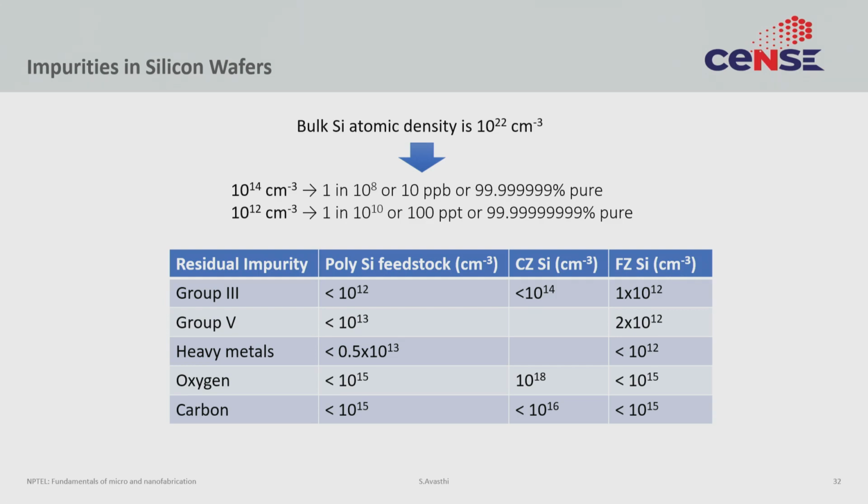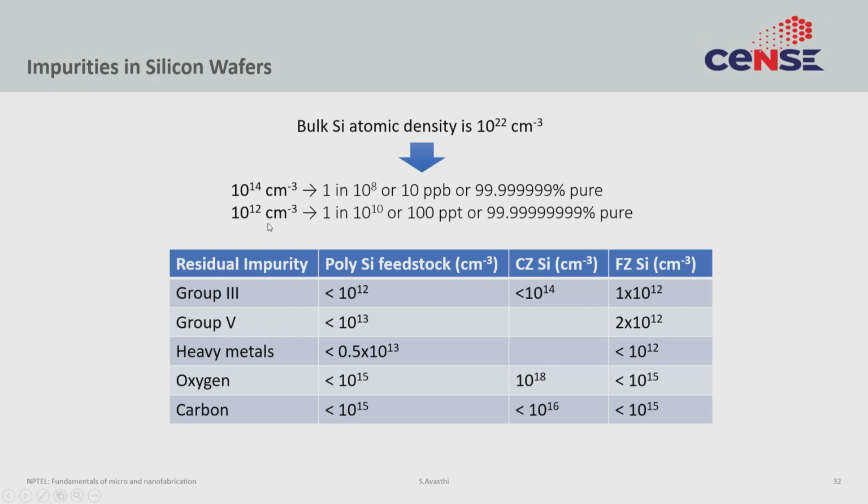Overall, what is the impact of impurities? So the bulk silicon has an atomic density of around 10^22 per cubic centimeter. Okay. So when you say that an impurity of 10^14 per cubic centimeter or an impurity of 10^12 per cubic centimeter, you are implying that that material is 1 in 10^8 or 10 ppb, or 99.999999% pure. Okay. So just to give you context what 10^14 or 10^12 actually means.